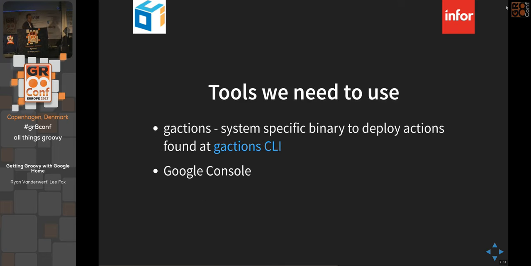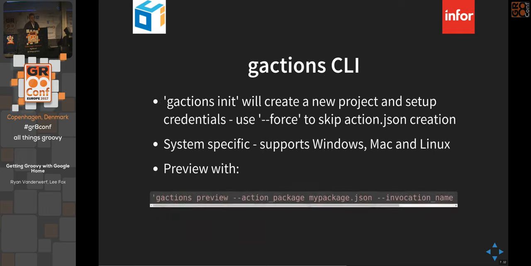There are some tools that you need to use to get this working. One's a binary you have to download here. Once I send the slides out, it's got the link for it. It's called GAction CLI. We're also going to need the Google console to set up our skill. But the GAction CLI does most of the work, and it's just a command line thing. When you want to start it up, you just say gactions init. It'll ask for your credentials. It can create a sample action.json file, which is the metadata I talked about, those intents and things like that. You have to get the specific version. It supports Windows, Mac, and Linux.